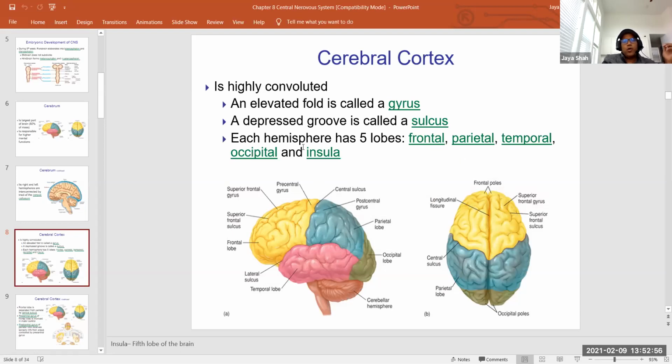There is another lobe called the fifth lobe of the brain, the insula. What is that? Let's see, this is the temporal lobe of the brain, and this is the frontal and parietal lobe, superior. These lobes slowly invaginate and are buried inside, so you cannot see them here. The inner part of these lobes, which is buried inside, is called the insula. This lobe is associated with visceral memory and emotion. We're going to talk about that later.